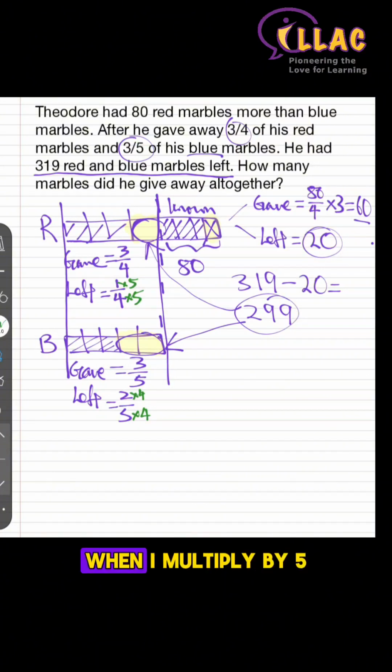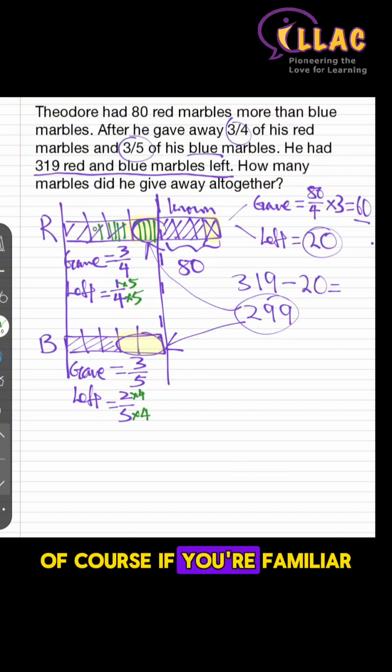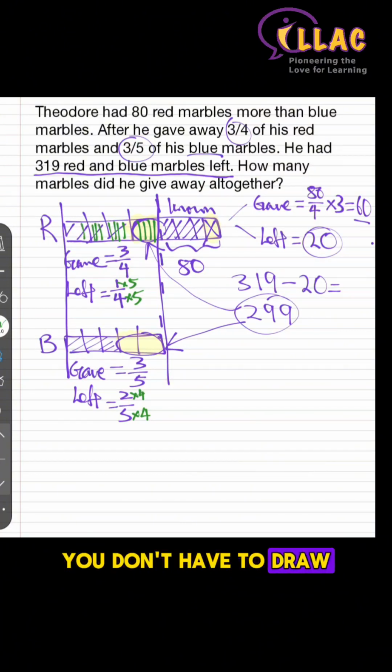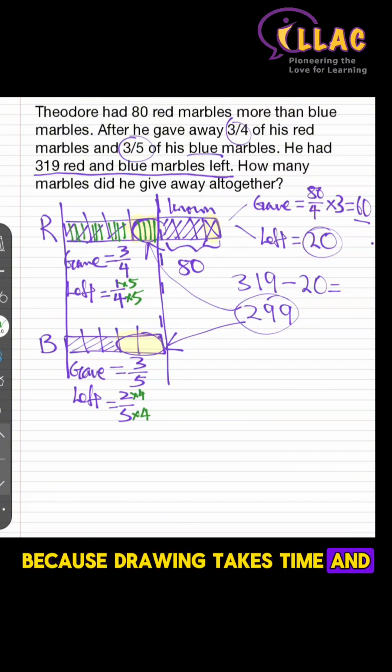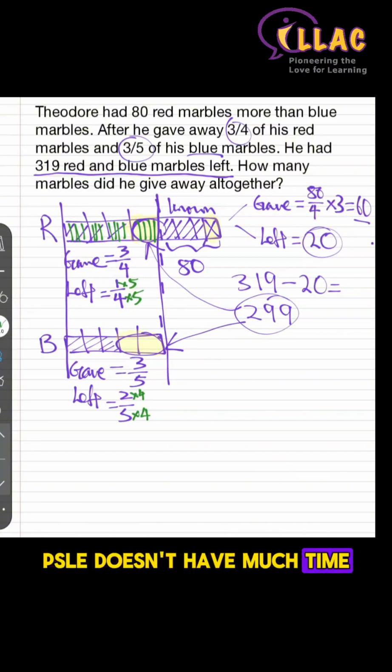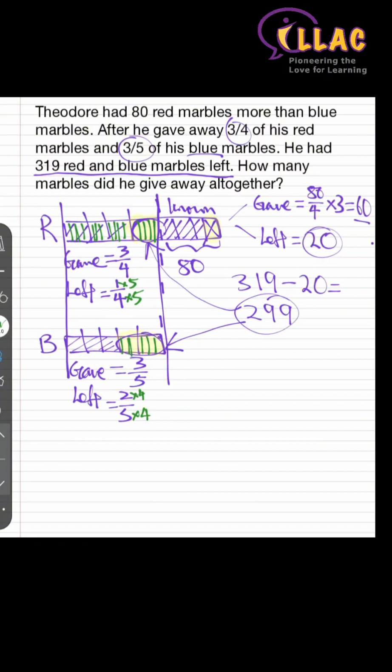What do I mean when I multiply by 5? I am cutting it up by 5: 1, 2, 3, 4, 5. I'm cutting it into 5 pieces, which is the same for all of them. Of course, if you're familiar, you don't have to draw because drawing takes time and PSLE doesn't have much time. And this one I'm cutting it into 4s, which is the same for all of them. You don't have to cut during PSLE if you're familiar.